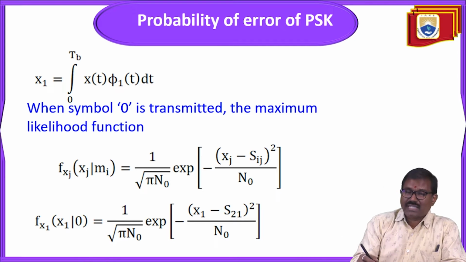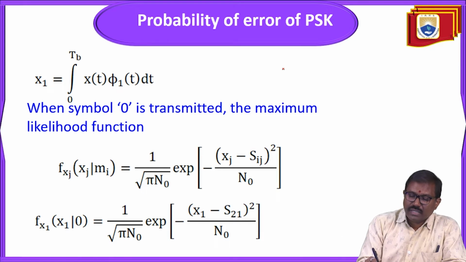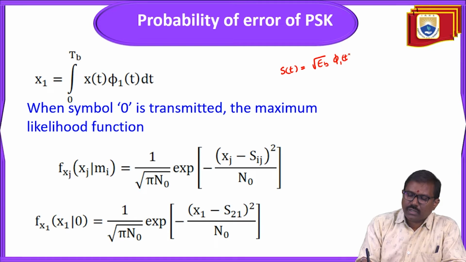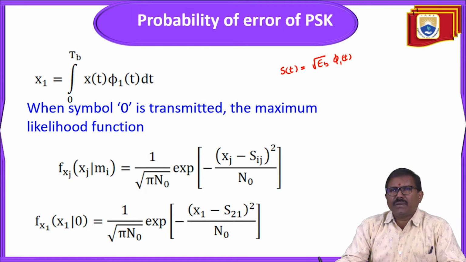We know that s(t) is the modulated signal, which is equal to root Eb phi1(t), where phi1(t) is the basis function. This is also called the coherent version. Why? Here we use the same basis function for recovering the message signal, so we can call this coherent detection.